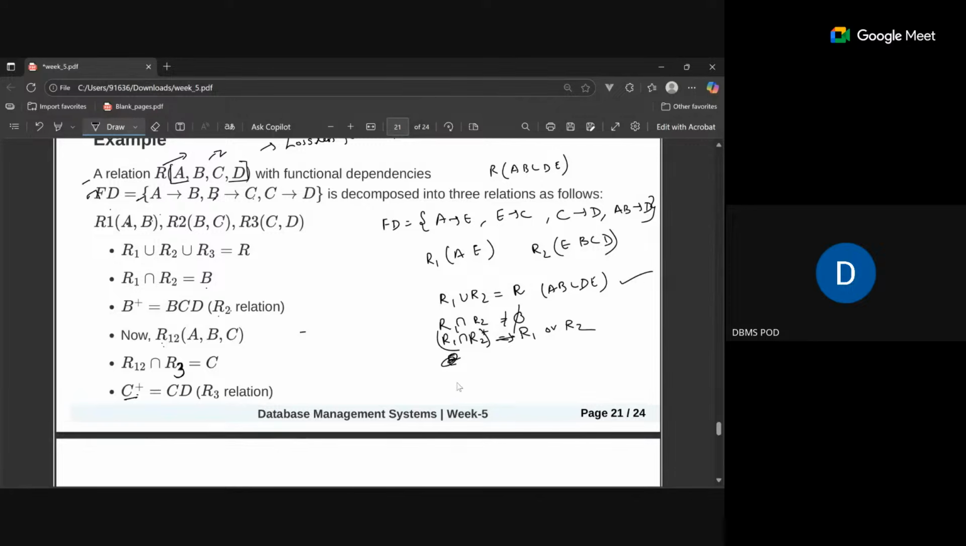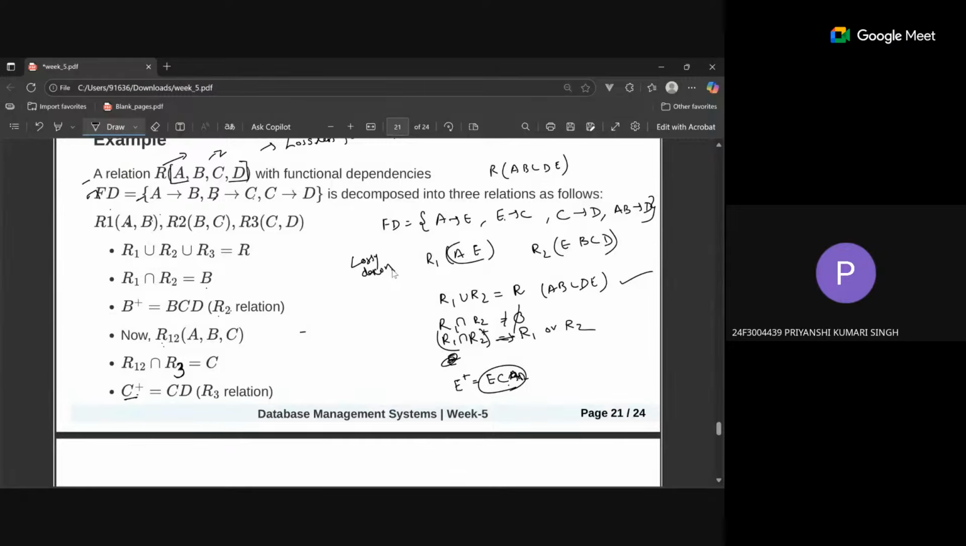Now in this case, if I take the closure of E plus, here E determines C. Is it determining my R1 or R2 relation? No, sir. So in this case, it is a lossy decomposition. If you had A here, then it is not lossy because you get R.